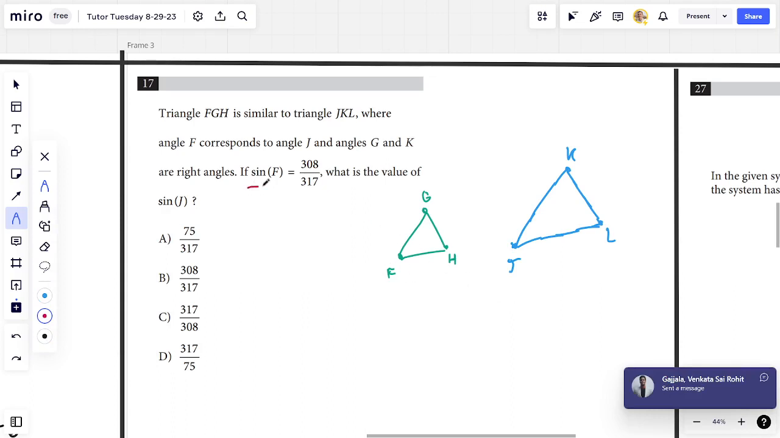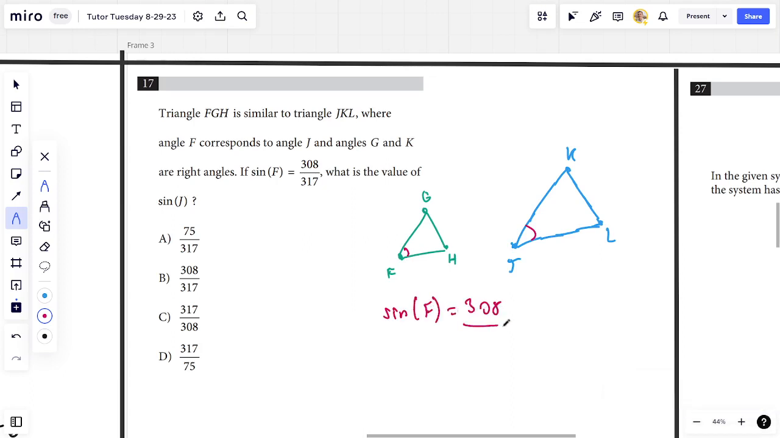Let's see. If sine of F is equal to 308 over 317, what is the value of sine of J? Well, we know that triangle FGH is similar to triangle JKL. So the angle F corresponds to angle J. So if sine of F is equal to 308 over 317, it's referencing the same angle, so it's going to be the same for sine of J.